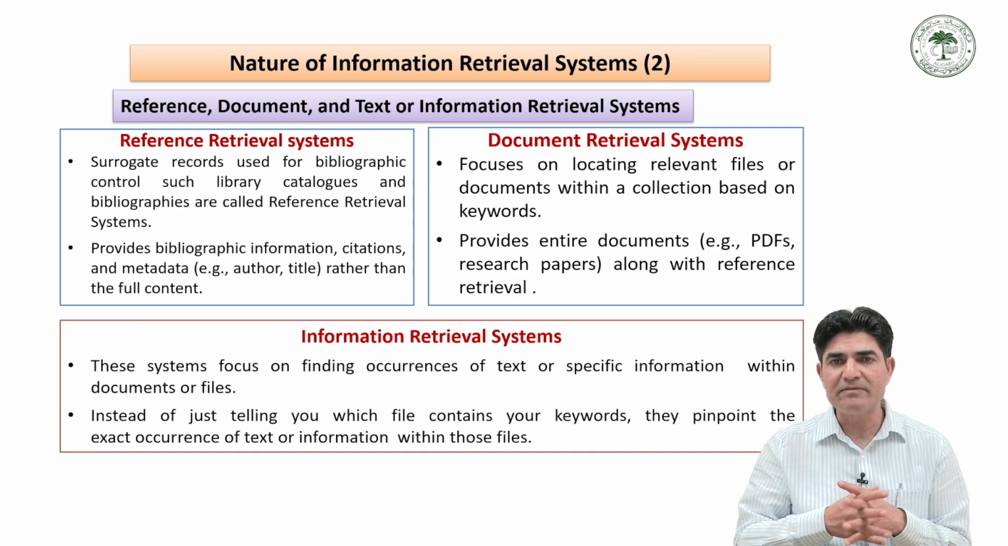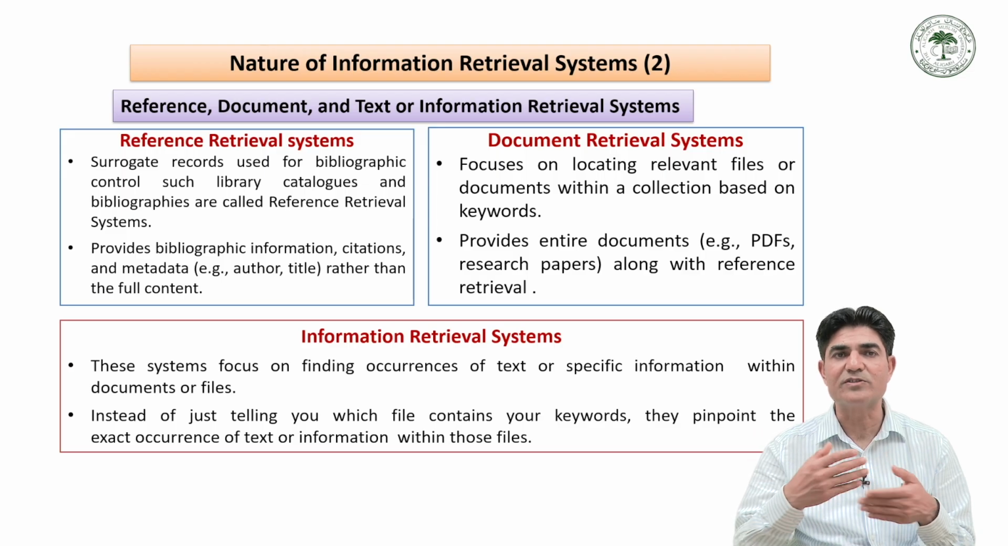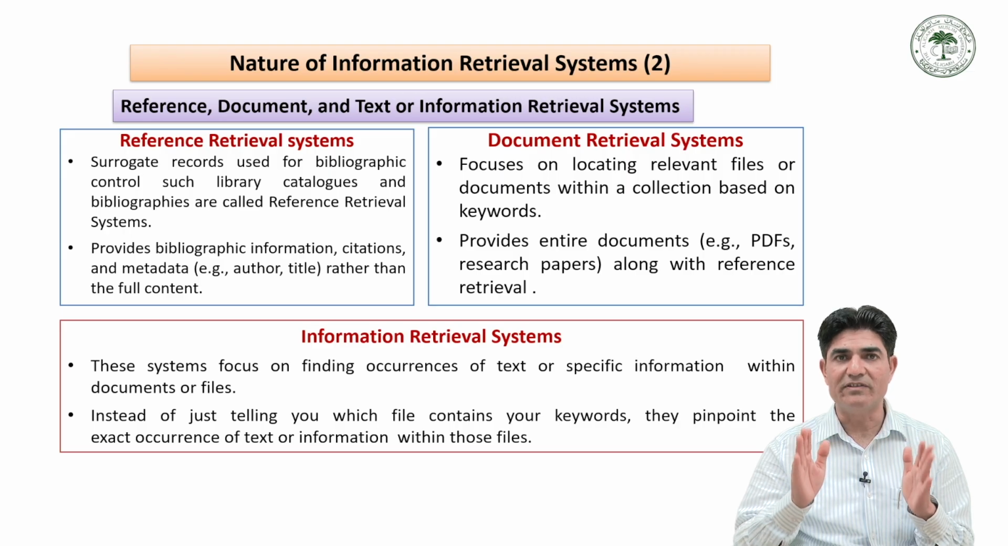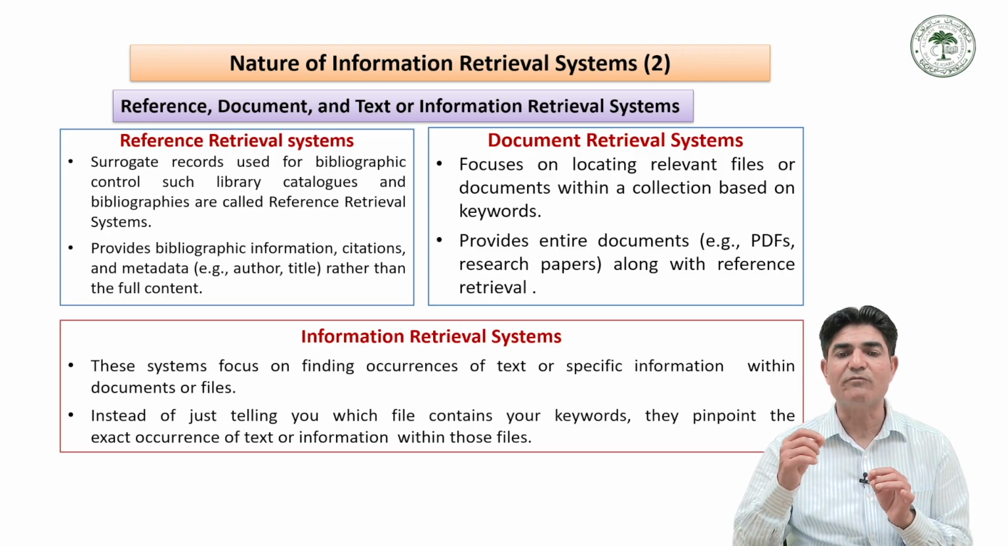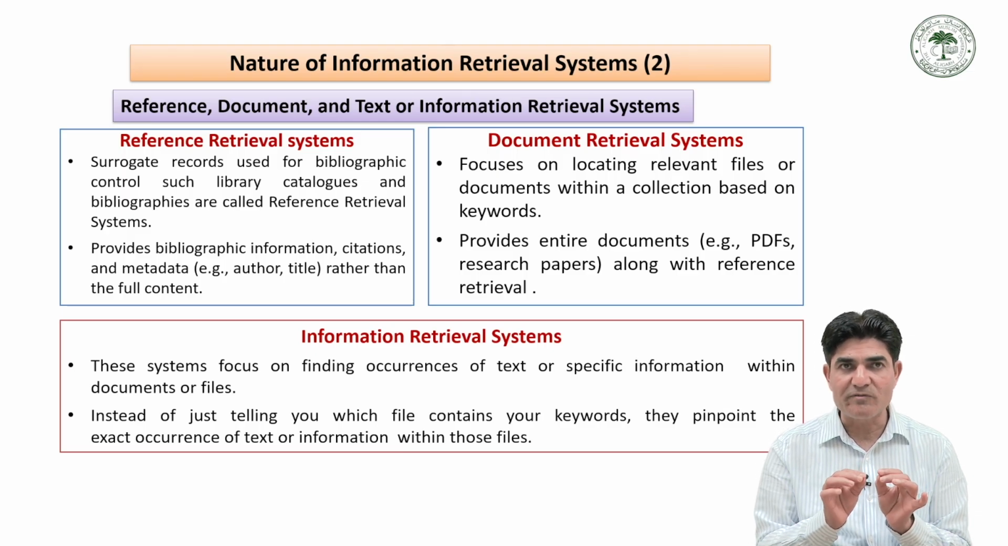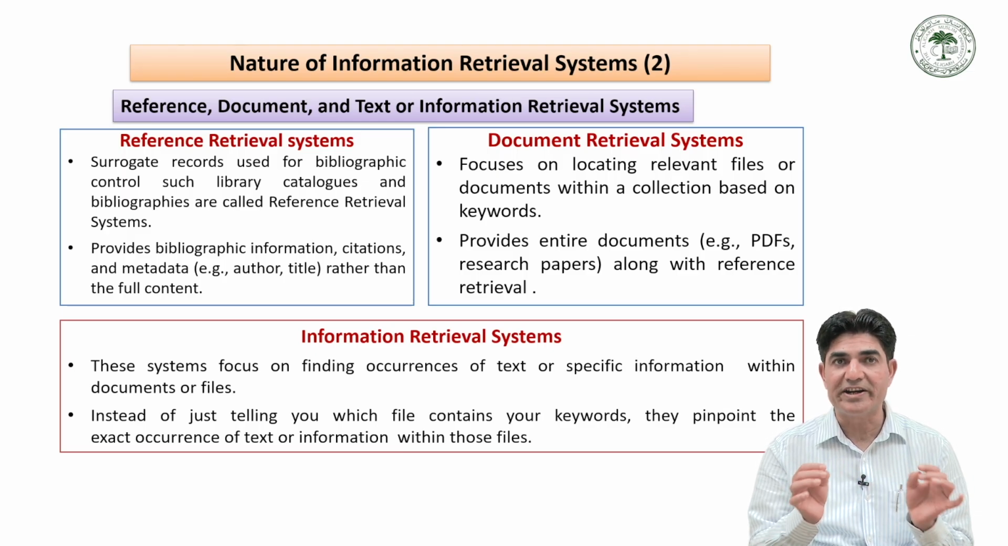And information retrieval systems are different from these two categories of system. These systems focus on finding occurrences of text or specific information within documents or files. Instead of just telling you which file contains your keyword, they pinpoint the exact occurrence of text or information within those files. So specific information from a document, if we are able to retrieve, it is called information retrieval system.